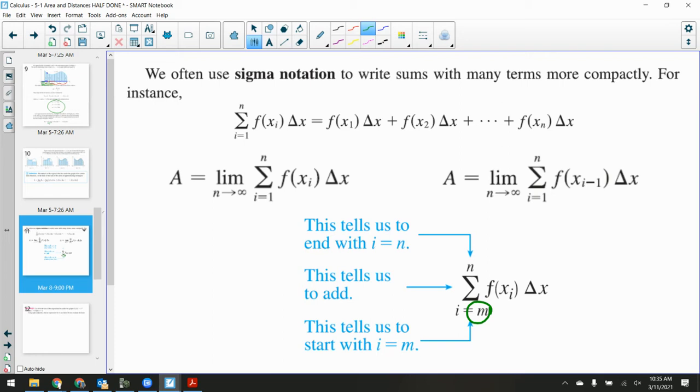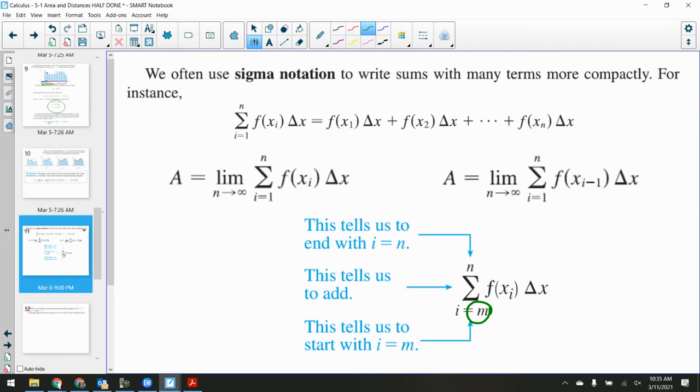So the area underneath the curve is the limit of that sum. It's the limit as n goes to infinity, from i equals 1 to n, of f of xi times delta x. This is just another way to write it over here: the limit as n goes to infinity of the sum from i equals 1 to n of f of x sub i minus 1 times delta x. That's just going from 1 underneath it. It gives you the same sum, because again, n is going to infinity, so it doesn't matter where it comes from, those two.